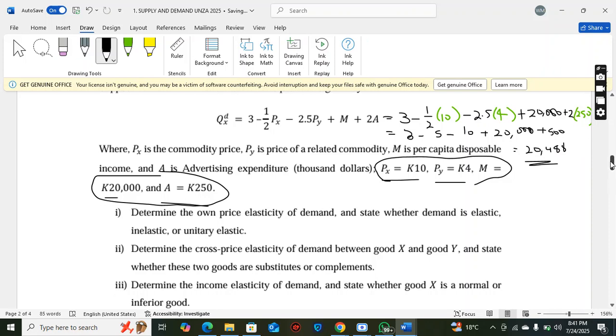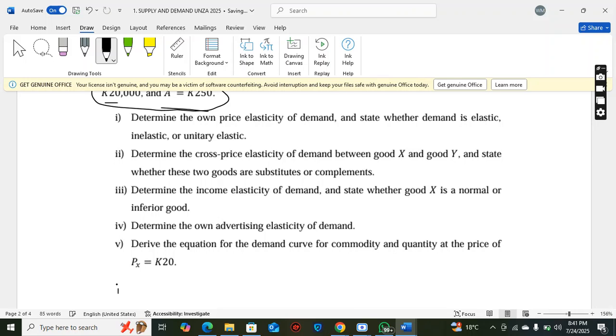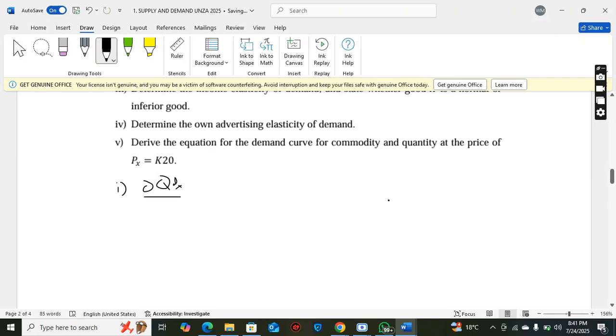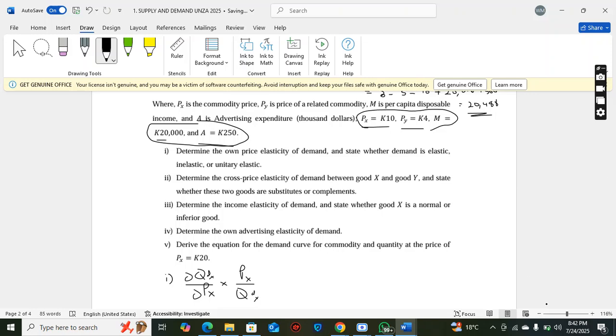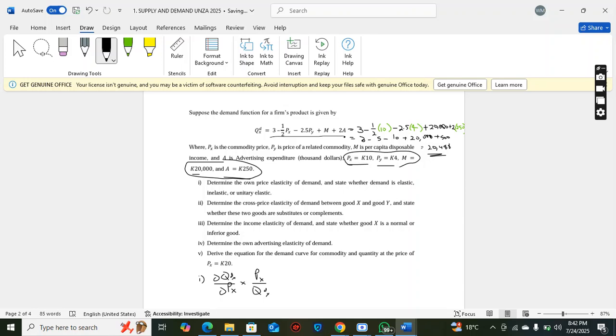Now we have to determine the own price elasticity of demand. This is the formula: the partial derivative of the demand function Qdx, here we're deriving this function with respect to Px, and then we are multiplying this by Px divided by the quantity demanded Qdx. This is the formula, colleagues. We are going to derive this demand function, which we've been given in the question, with respect to Px, and then multiply that by the price of good x over the quantity demanded, 20,488.